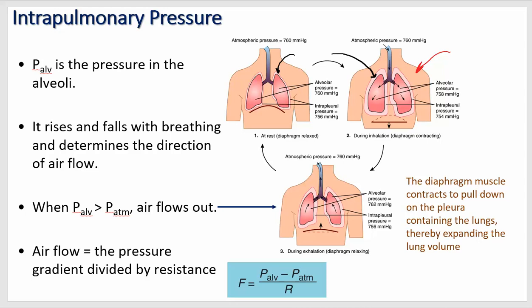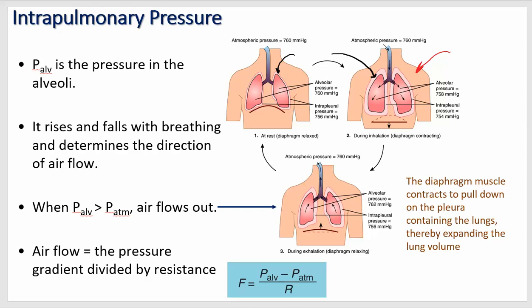Okay, so we have these pressures. The alveolar pressure, we mentioned that earlier. That's our pressure in the lungs, deep inside, in the alveoli, and how much pressure is in there versus atmospheric pressure. If we have negative pressure inside the lungs, obviously air is going to move into the lungs because it goes from high pressure to low pressure. If we have higher pressure inside the lungs, it's going to push the opposite way. So it rises and falls with breathing and determines the direction.